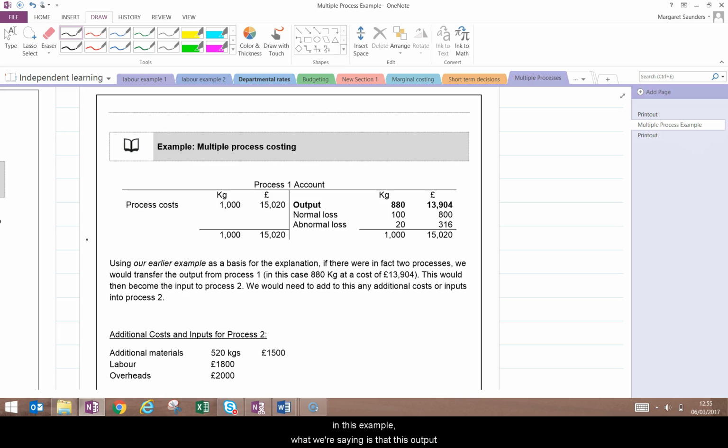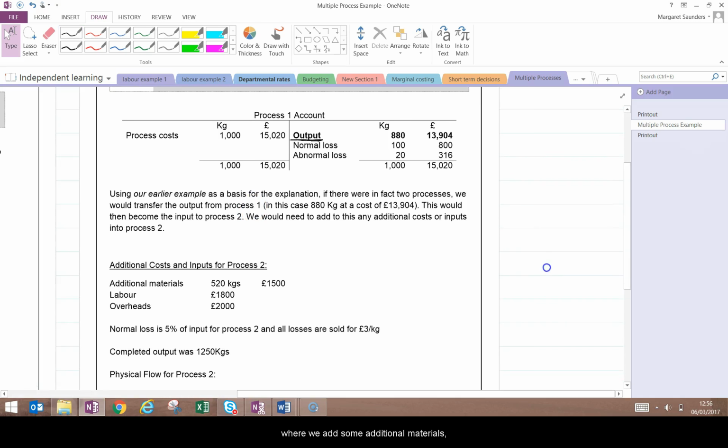However, in this example, what we're saying is that this output is not complete. It needs to go into a second process where we add some additional materials. There's some more labour involved and there's some more overheads. So we need a process 2 account. We need to go through exactly the same steps as we did for process 1.